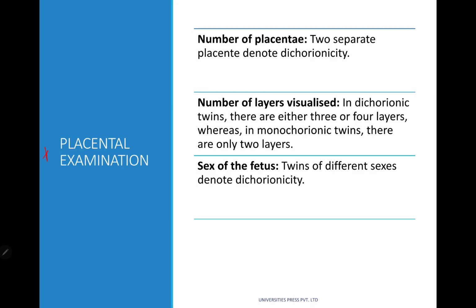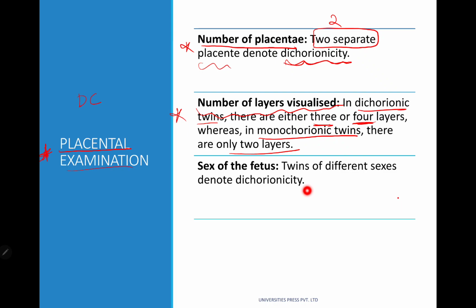So now let's look at the placental examination in case of multiple pregnancy. So first is the number of placenta. You need to look for the number of placenta. If there are two separate placenta, then it denotes what? Dichorionicity, as we already learned. Then you need to look for the number of layers that are visualized. In dichorionic twins, there are going to be either 3 to 4 layers, whereas in monochorionic twins, there are only 2 layers.